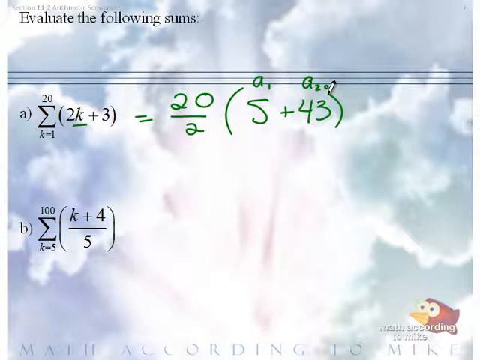What is 20 over 2? What is 5 plus 43? What's 48 times 10? 480. Hooray!